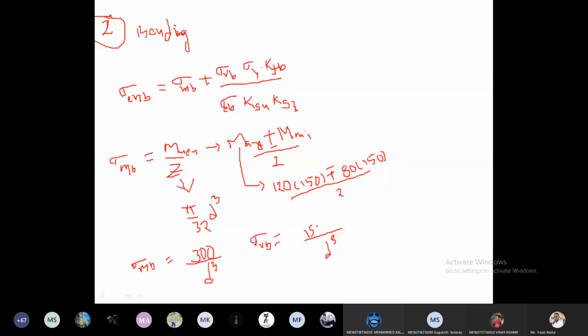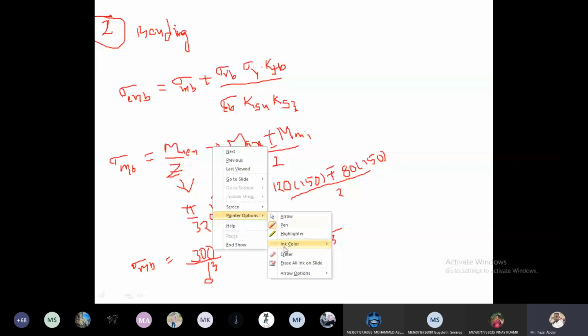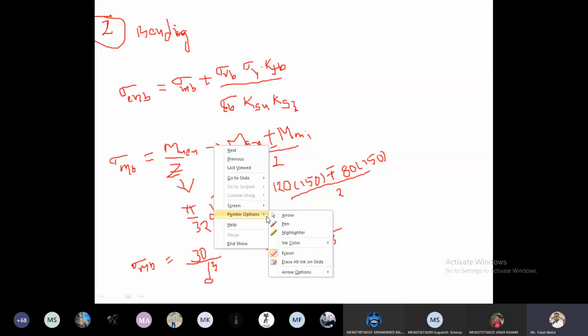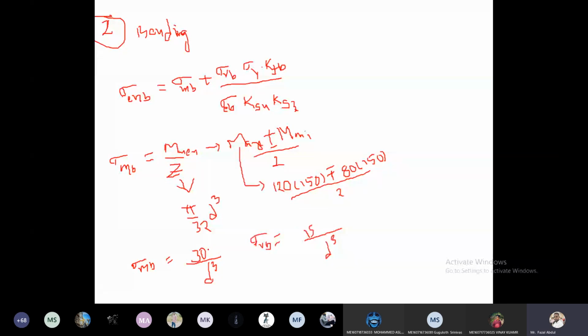30549. 549. For the variable, how much did you get? 1472. 72. Now calculate the mean bending and variable bending.